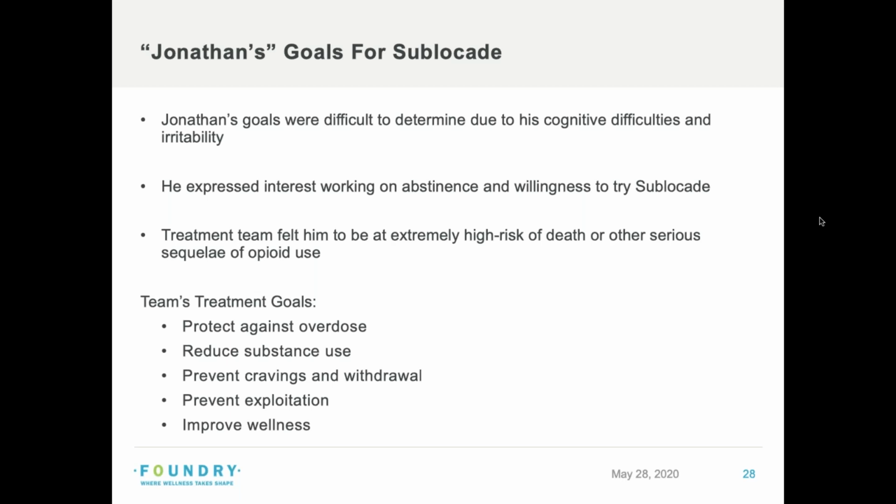It was difficult to determine what Jonathan's goals were in this situation because he just really had a hard time articulating what it was that he wanted or just even what the substances were doing for him. It wasn't nonverbal, but close to that. So he was able to say he was interested in working on abstinence and he was willing to try Sublocade. We felt that he was at extremely high risk of death and other serious consequences, so went ahead with the first dose. So we couldn't really nail down his goals, but the team's goals were to protect him against overdose, reduce his substance use, prevent cravings and withdrawal, prevent exploitation, and hopefully just improve his overall wellness and enjoyment of life.